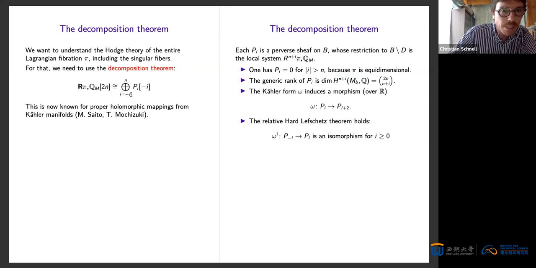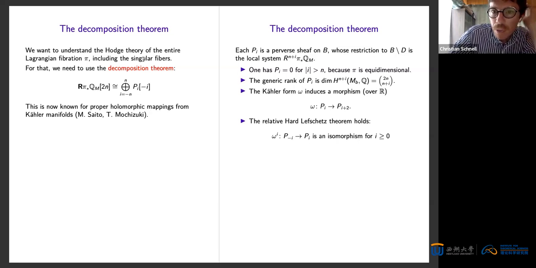This would be i equals minus n. And you can go up all the way to the 2nth cohomology of the fibers. This would be P_n. Because all the fibers have dimension n, there's no cohomology outside of that range. So all of these P_i are concentrated in between minus n and n, again between the 0th cohomology of the fibers and the 2nth cohomology of the fibers.